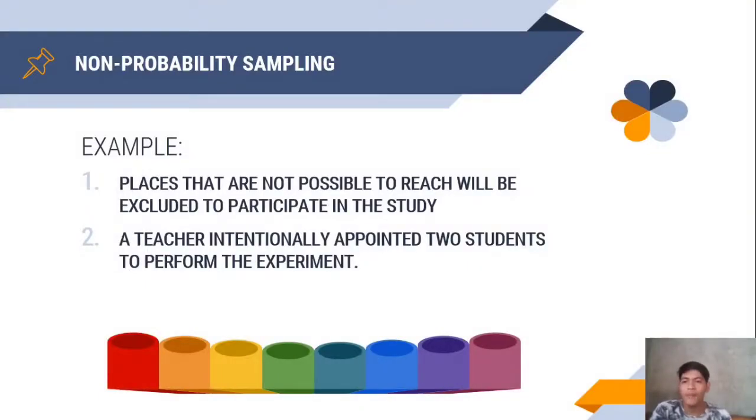So for example, places that are not possible to reach will be excluded to participate in the study. So yung mga nasa liblib na lugar ay pwede na nilang tanggalin or hindi na nila binibigyan ng chance para makapag-participate dun sa study. Next is yung a teacher intentionally appointed two students to perform the experiment. So dito yung teacher nag-base lang siya dun sa kanyang beliefs na itong pinili niyang students na ito intentionally ay naniniwala siya na sila lang yung may kakayahang i-perform ng maayos yung experiment.